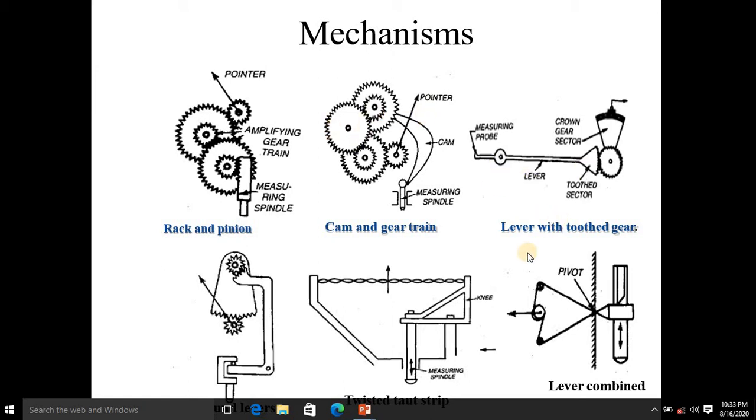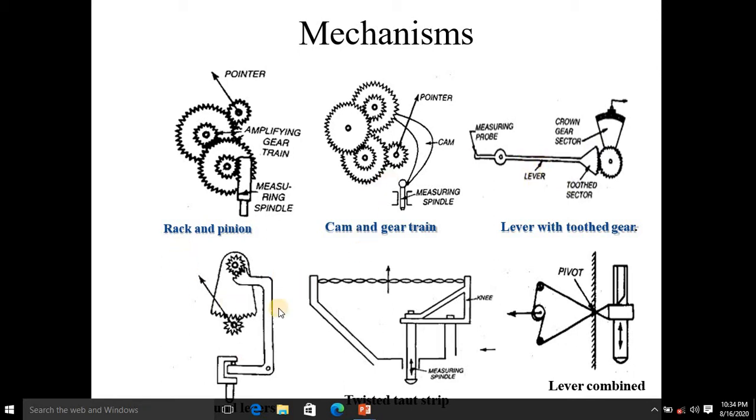Third is a lever with a toothed gear, a lever with a toothed sector at its end. Look at this, the toothed sector. This is the lever, and the measuring probe is at the end. This lever with a toothed sector at its end engages with the pinion in the hub crown gear sector, which further meshes with the final pinion to produce the indication. This is what we call the lever and toothed gear mechanism.